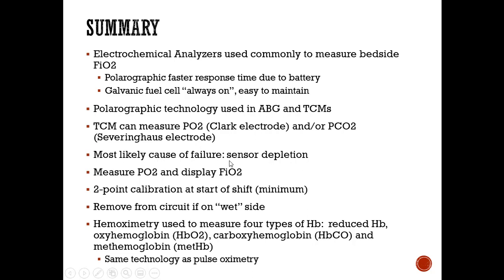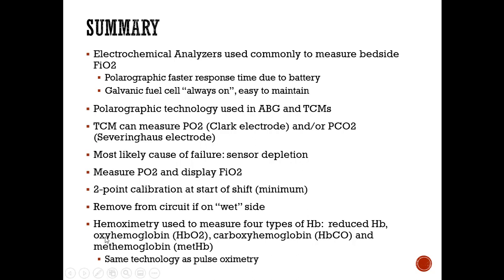Most likely cause of failure. This one I include because on the boards, they almost always ask a troubleshooting question for different equipment things. For FiO2, for gas analyzers in general, the most likely cause of failure is always sensor depletion. So just chunk that away. Again, measuring PO2 and displaying FiO2, you need to do a 2-point calibration, starting at 21% and then going to 100%. You don't want it to be on the humidified side of the circuit, and you guys will see what that means when we have our lab hands-on activities, and you get to set this up.